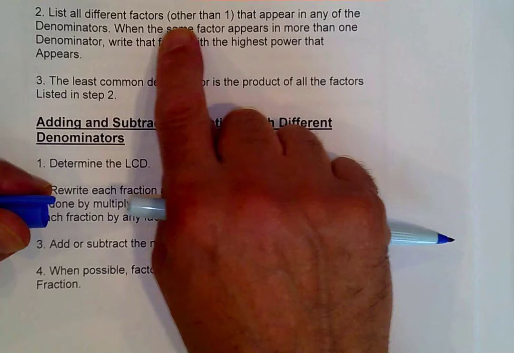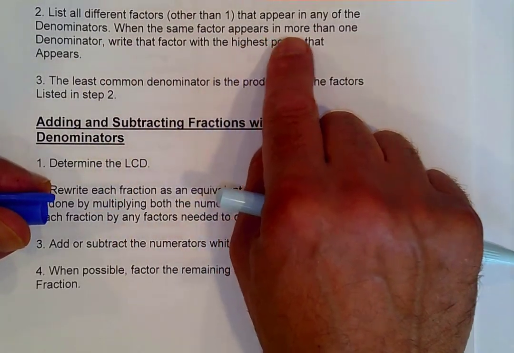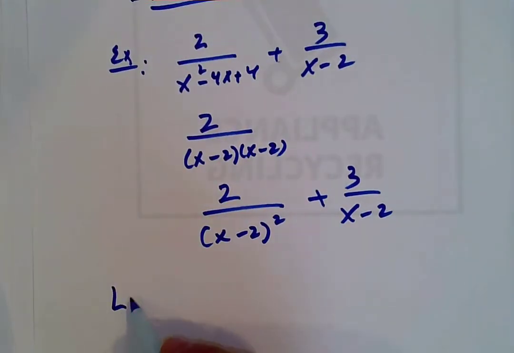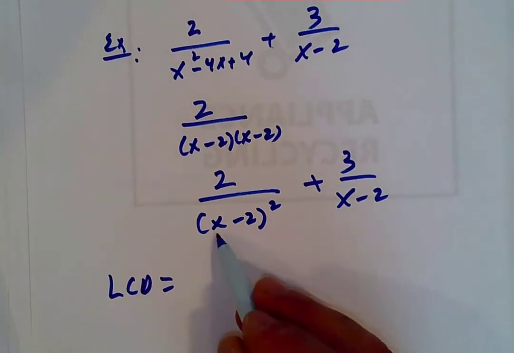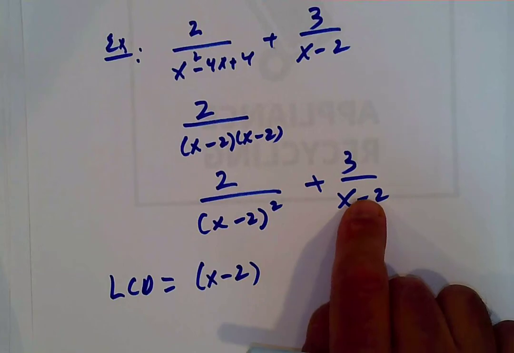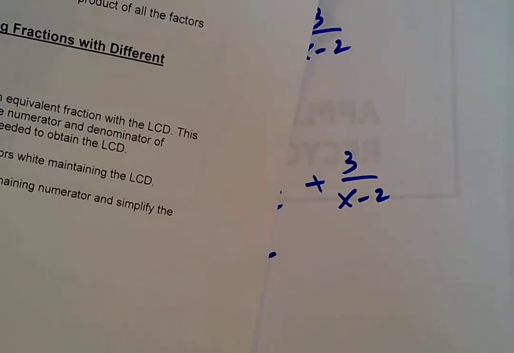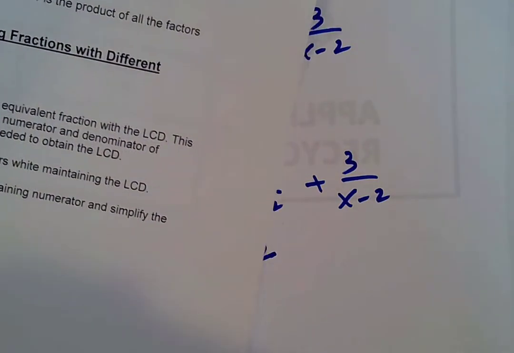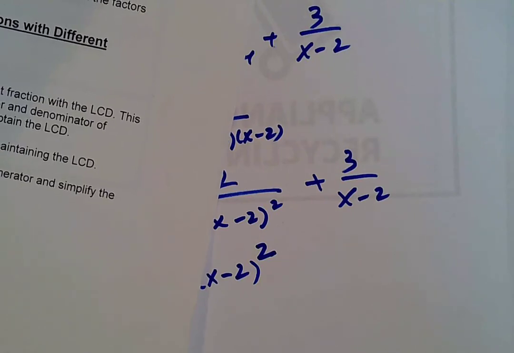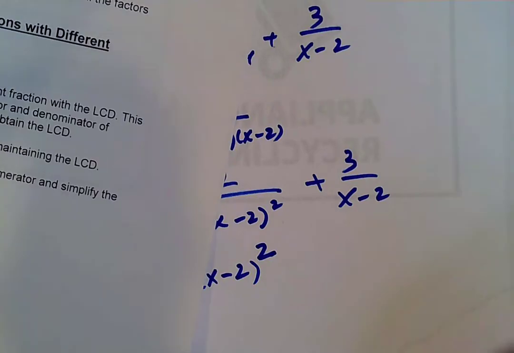List all different factors other than one that appear in any of the denominators. When the same factor appears in more than one denominator, write that factor with the highest power. So to find the LCD, you're gonna look at each factor. There's only one factor, x minus 2. X minus 2 appears on both of them. You list the one with the highest power. Why the highest power? We are not finding the greatest common factor. If we were, it would be x minus 2. Since we're looking for the least common denominator, that's a multiple. To be a multiple, it has to include the highest power, okay?